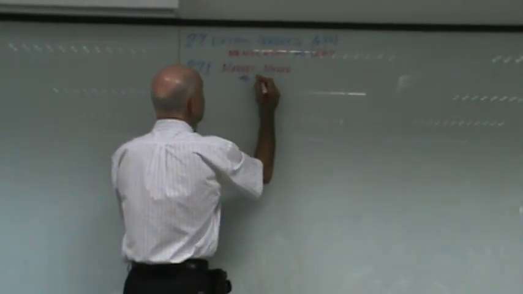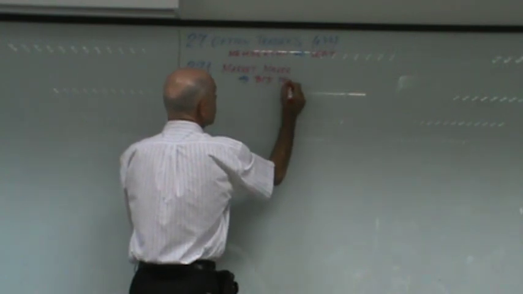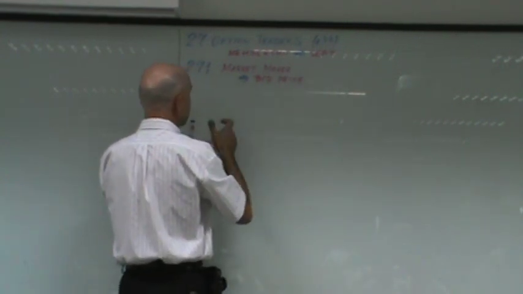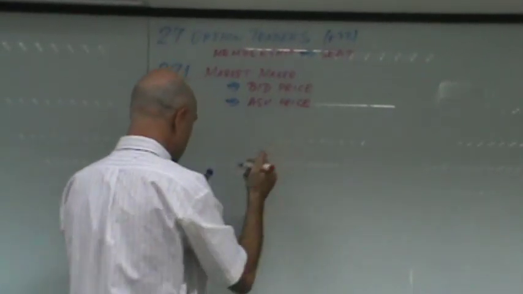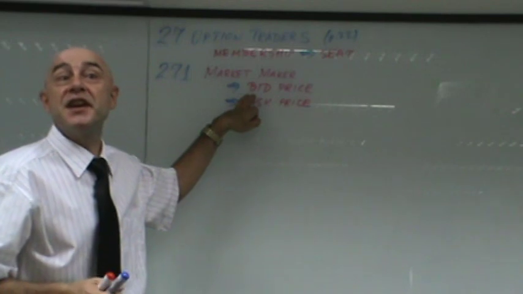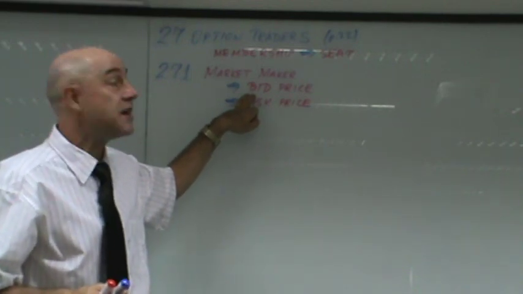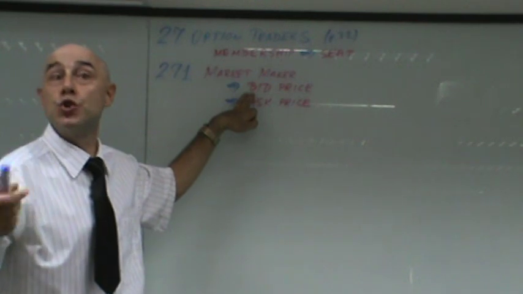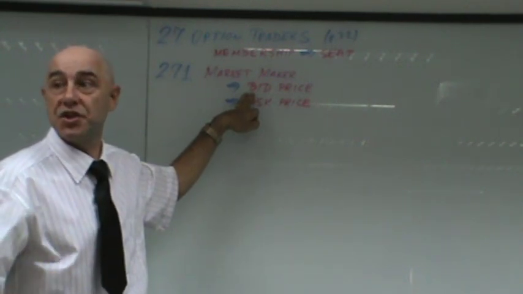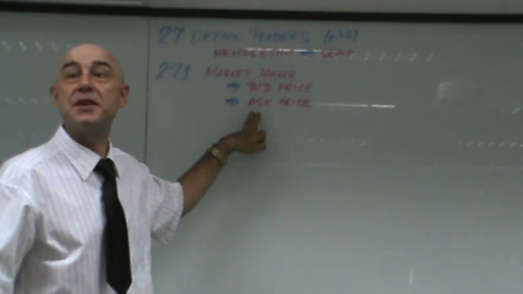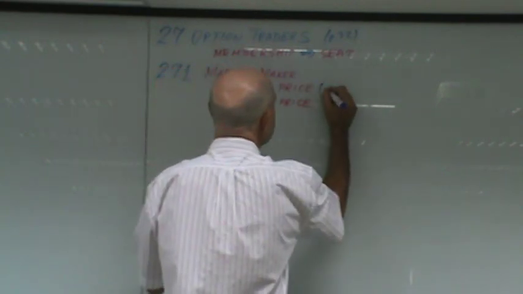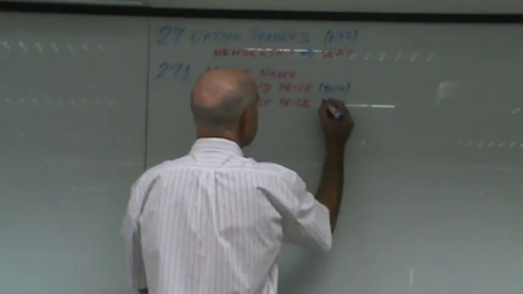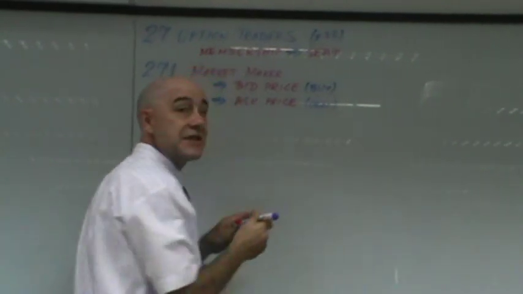The market maker will have a bid price and an ask price. The bid price is the price that the market maker offers to you to buy your security. The ask price is the price which he offers to sell. So the bid price is to buy, and the ask price is the price to sell.